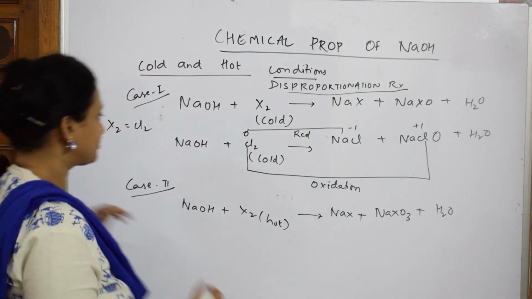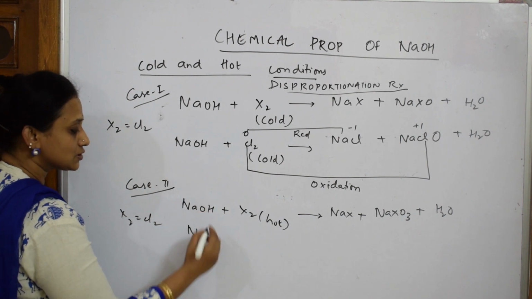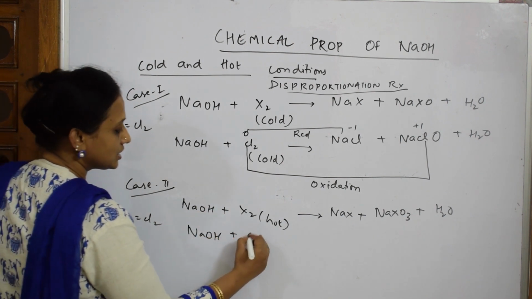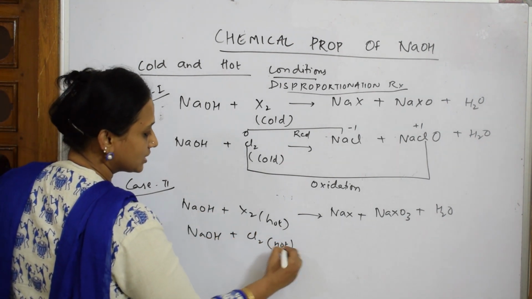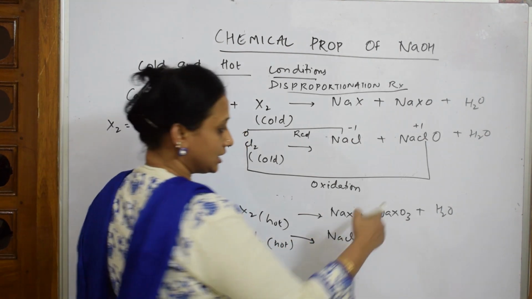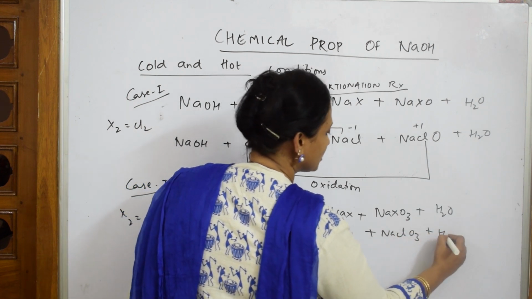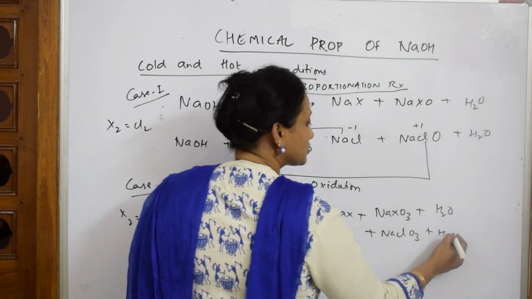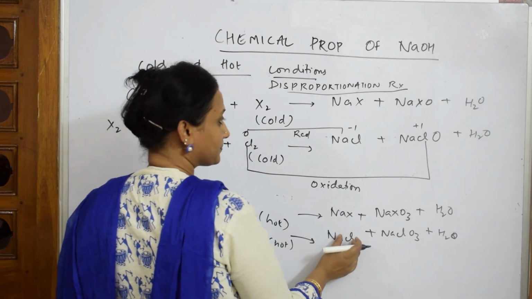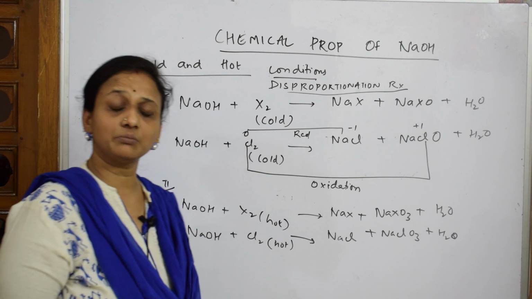Let me write in terms of X now. X2 is chlorine, so substitute. This is also disproportionation: NaOH plus Cl2, now you're going to get hot condition. Here instead of NaX, you're going to write NaCl. Instead of NaXO3, you're going to write NaClO3 plus water molecule. That's it. So this is the most important: one product is the same, one is different. This is how you're going to remember.